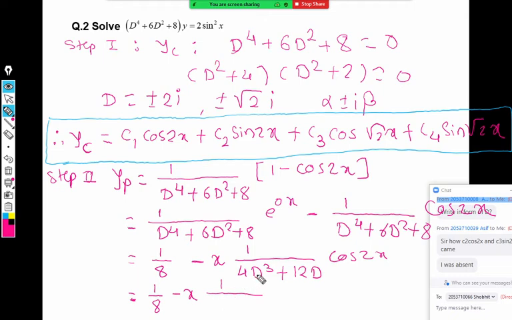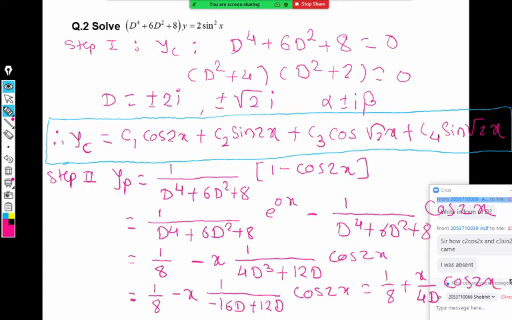What will be the term if you replace d square by minus 4? Minus 16d. Correct, minus 16d plus 12d. There is no replacement for d, remember, whenever you do a trigonometry. We just replace d square by minus 4, only in the even power terms. So this can be simplified as 1 by 8 minus 16 plus 12 is minus 4d. So plus x upon 4d of cos 2x.